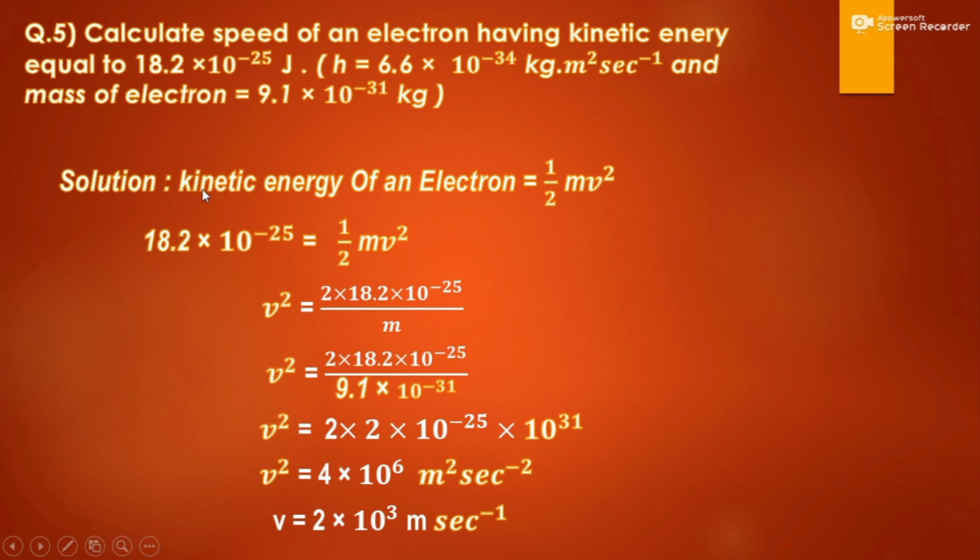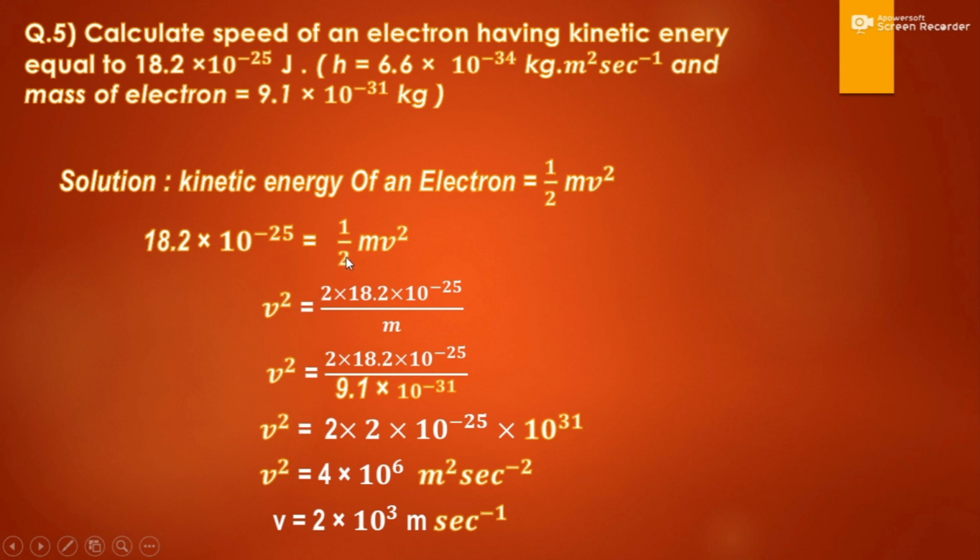We know that the kinetic energy of an electron is simply 1 by 2 m into v square. We are given the electron having kinetic energy equal to 18.2 into 10 raised to minus 25. So the kinetic energy of the electron, 18.2 into 10 raised to minus 25, is equal to 1 by 2 m v square. We have to calculate first the velocity of the electron, and then we shall go for the wavelength of the electron.